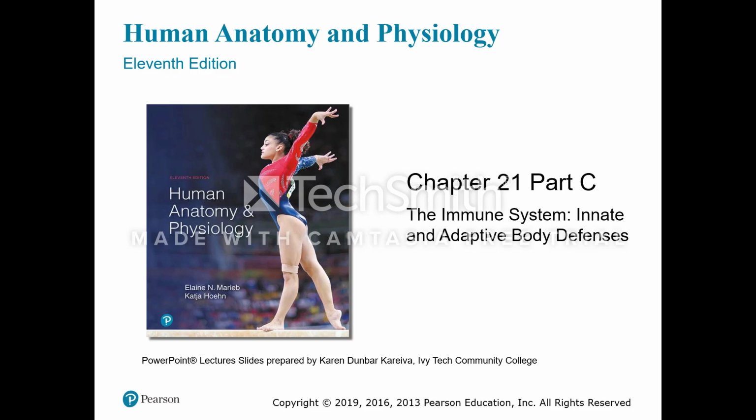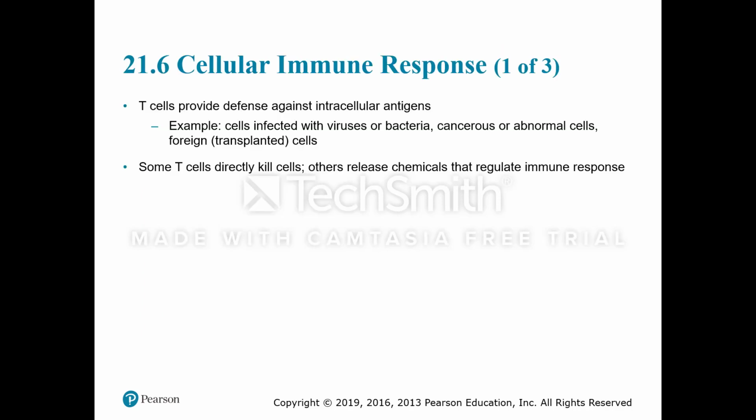We're now going to get into almost the end, with a short video of the adaptive body defenses. We're now going to deal here with the cellular immune response, and this involves the T cells, the helper T cells, the cytotoxic T cells. These are the cells that provide defense against intracellular antigens. Examples of this will be cells infected with viruses or bacteria, cancer cells, abnormal cells, or transplanted cells.